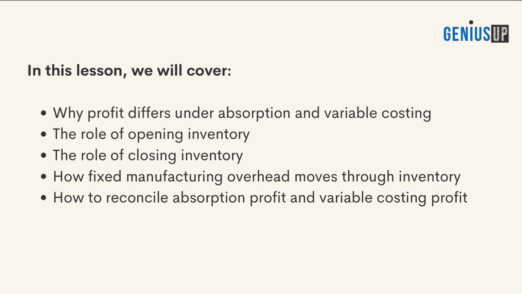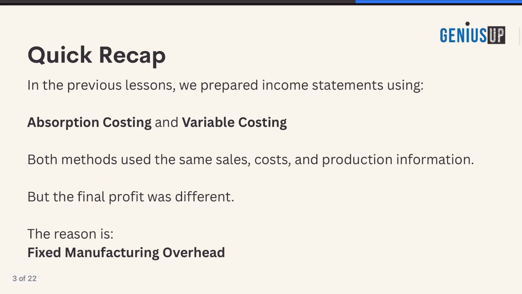So technically, we're trying to explain why the two systems differ, especially from a profit perspective, and how we can really reconcile the two. So just a quick recap. In the previous lesson, we prepared income statements using both absorption costing and variable costing. Both methods used the same sales, same cost, same production information. However, the final profit was different.